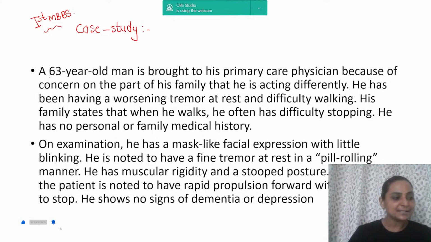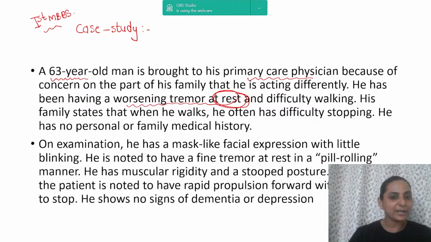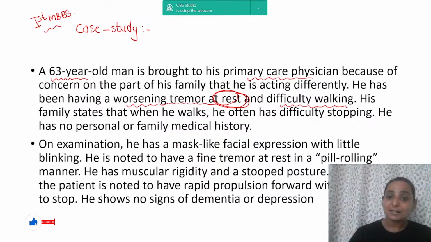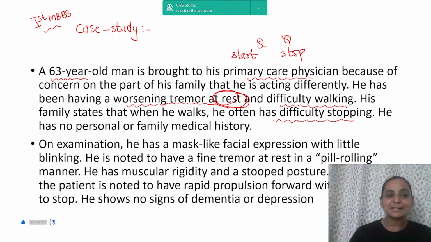So here is the case history of a 63-year-old man who is brought to the primary physician because of concern from his family, and he's coming with worsening of tremors at rest. This is the important point: there is worsening of tremors at rest, there is difficulty in walking, and another thing is difficulty in stopping also. So difficulty at the start of movements and difficulty at the stop of movement, important things to be remembered, right? There is no personal history, there is no family history, right?